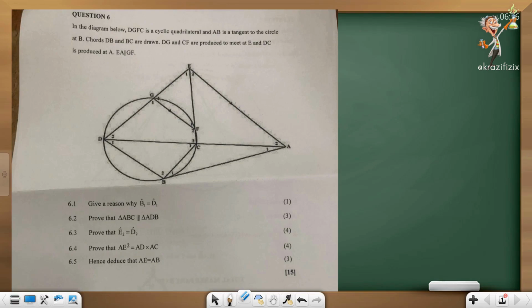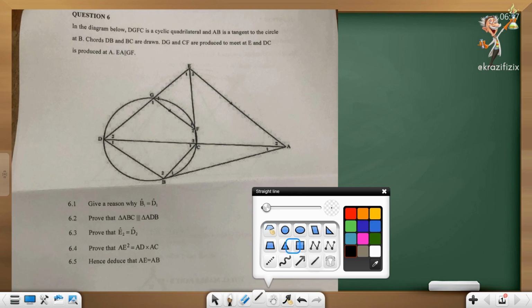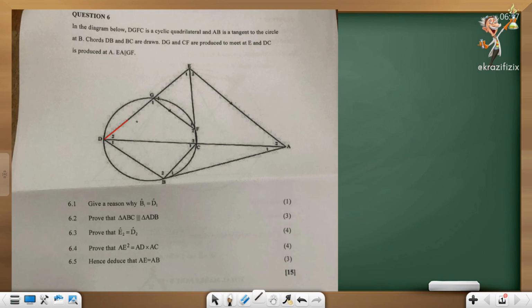All right, hi there. We're quickly looking at a question that was sent on our group, and we're going to try to quickly expand on this question. This is Krazifizix. Now, in the diagram below, DGFC is a cyclic chord. Please, it's important to highlight your cyclic chord. It's going to really help you.